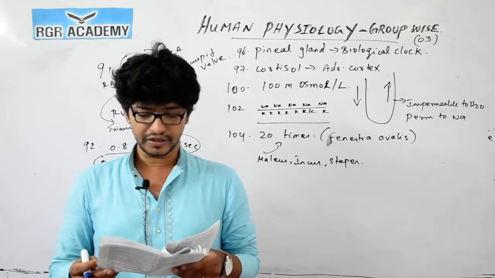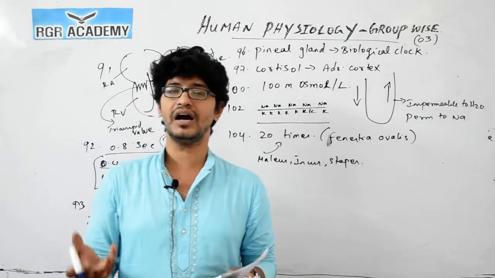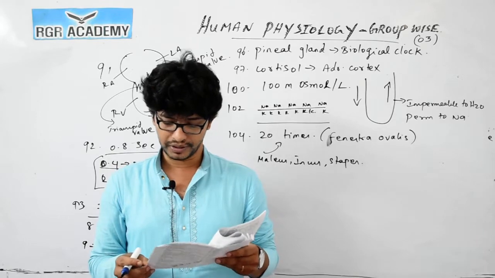Question 106. Lungs are enclosed by the pleural membrane. As the heart is concerned, it is the pericardium; for the lung, it is the pleural membrane.